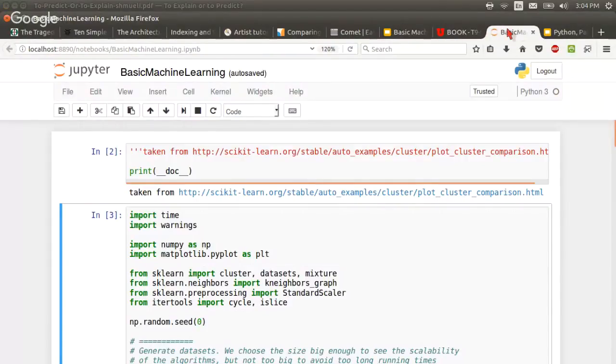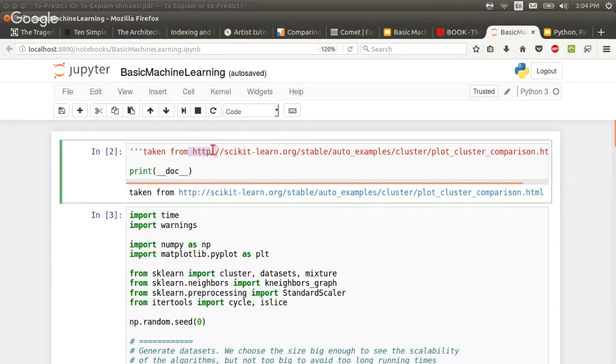Basic machine learning, and this is available in the repo that I put up. This is actually just taken from the scikit-learn. Do I have it up here? Let me actually bring this up.